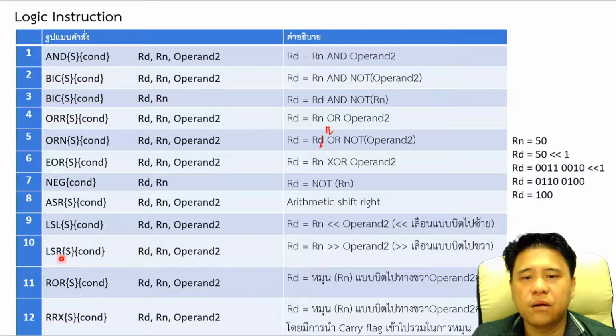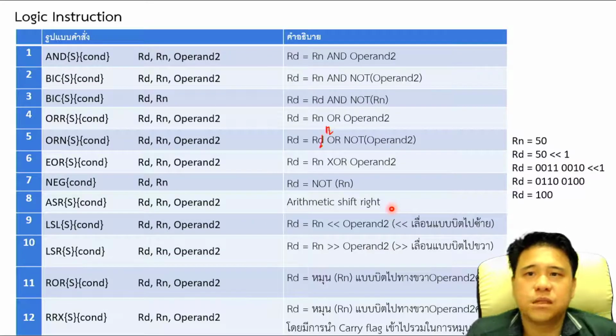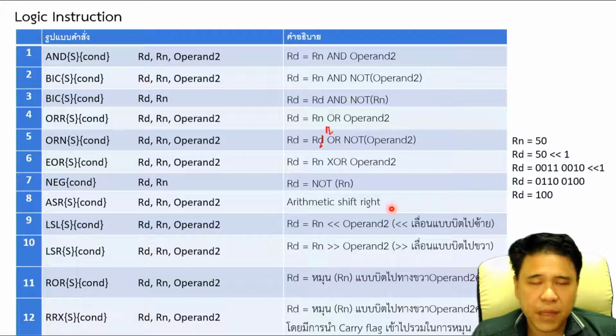Okay, how about logic shift right? Logic shift right does the same thing but in the different direction. In this one, you shifted to the left, and now you shift to the right. So RD equal to Rn shifted right by the number of bits represented by operand 2. How about arithmetic shift left or arithmetic shift right?